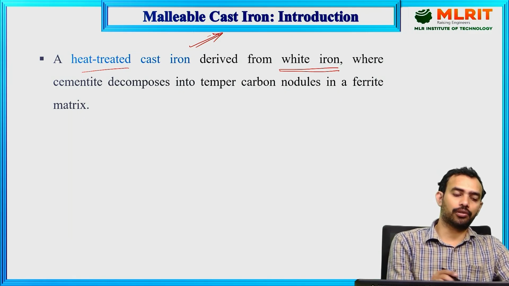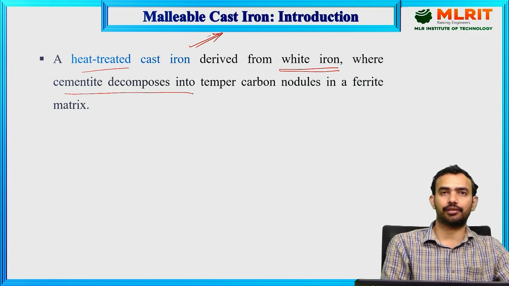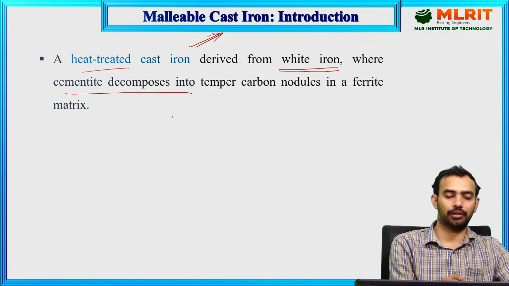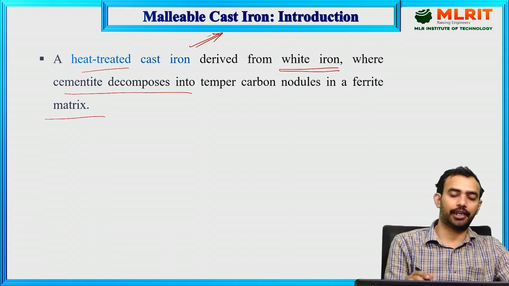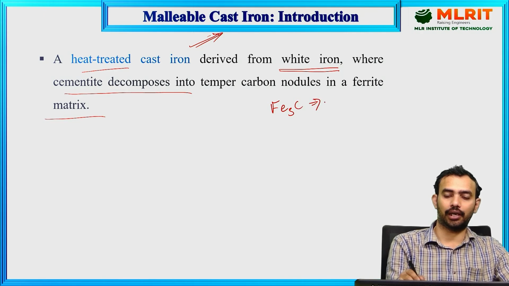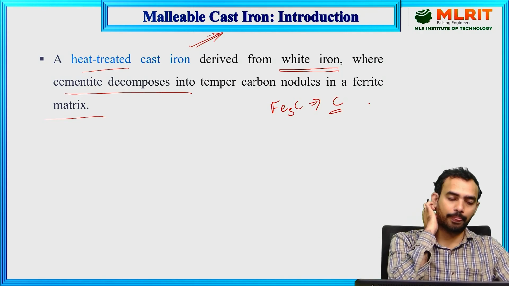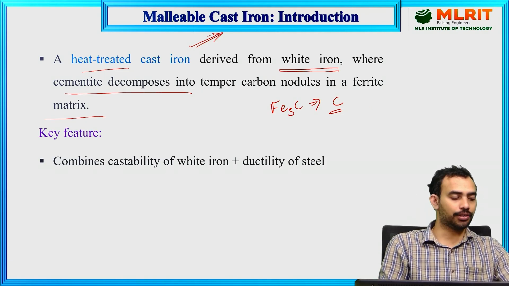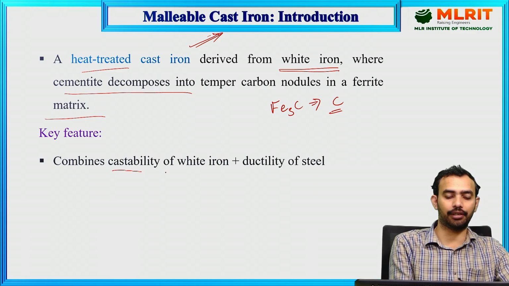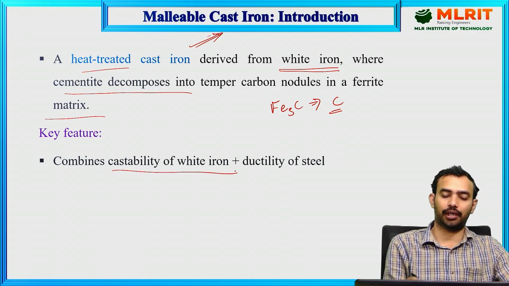During this process, the cementite deposits into temper carbon nodules in a ferritic matrix. So cementite, Fe3C, decomposes, and the carbon forms nodules in the ferritic matrix. The key feature is that it combines the castability of white cast iron and the ductility of steel.